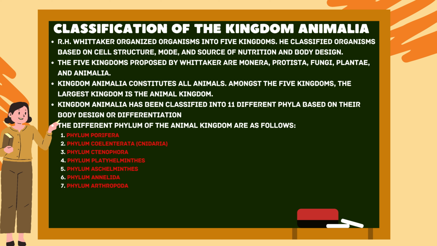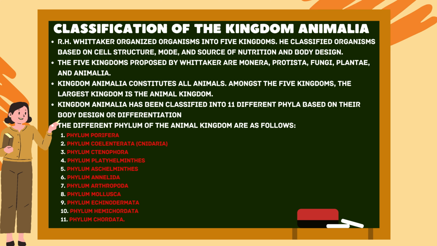The different phyla of the animal kingdom are as follows: Phylum Porifera, Phylum Cnidaria, Phylum Ctenophora, Phylum Platyhelminthes, Phylum Aschelminthes, Phylum Annelida, Arthropoda, Phylum Mollusca, Phylum Echinodermata, Phylum Hemichordata, and Phylum Chordata.